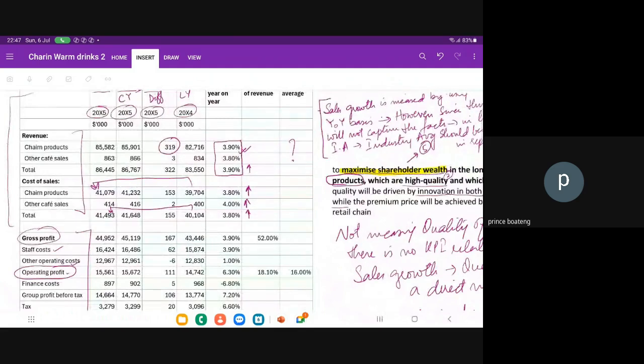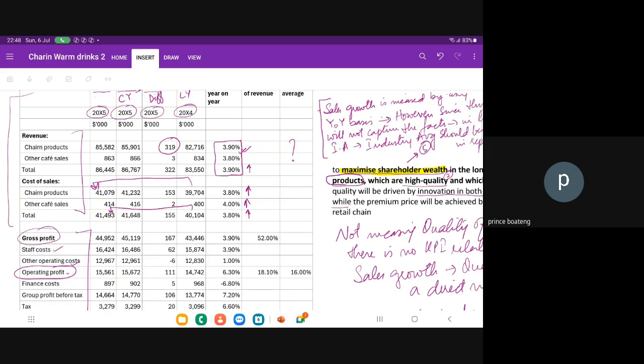Now, if you want to add one or two points more, how can you further add to make sure that, are you saying something? Prince, are you saying something? No, no, sorry, no. Okay.